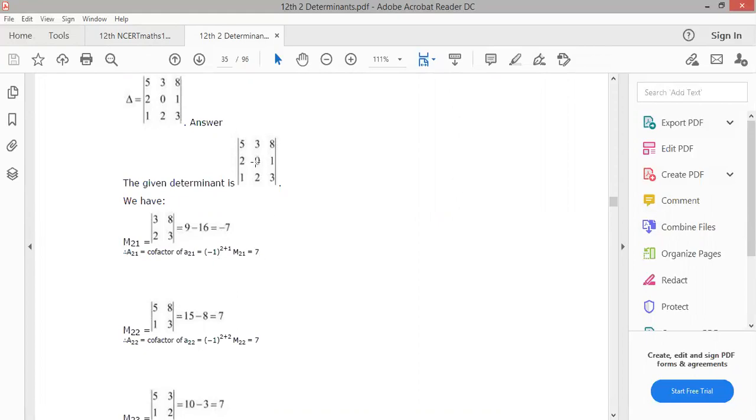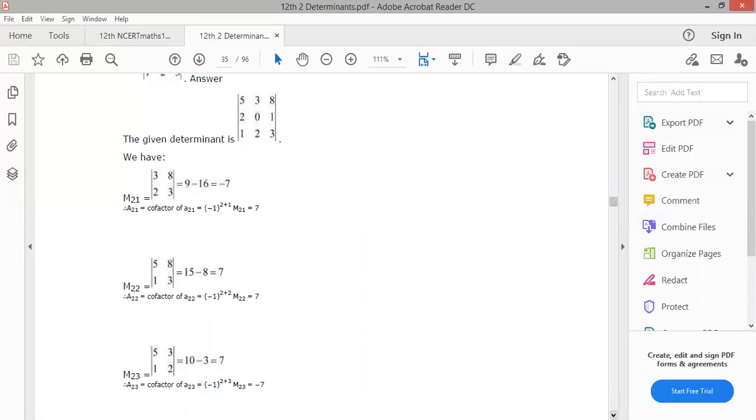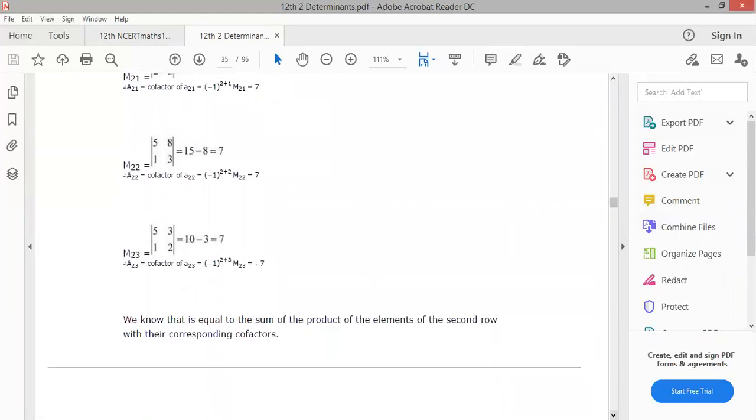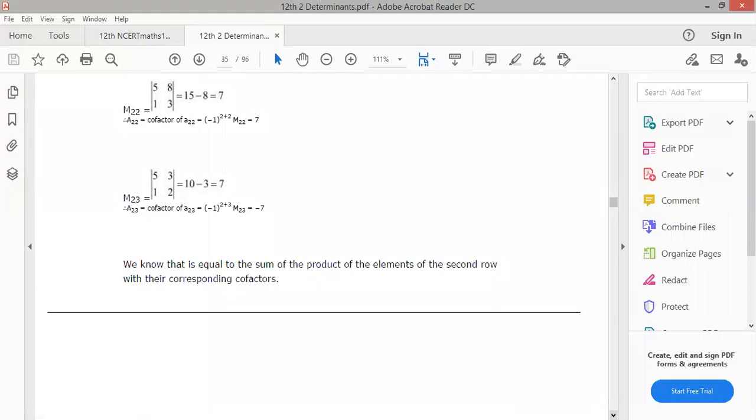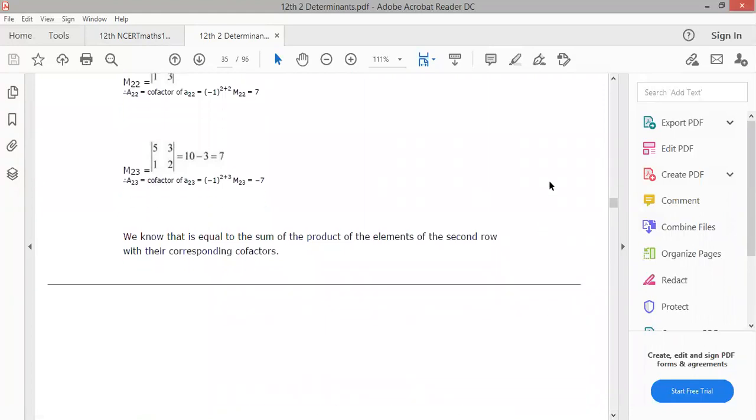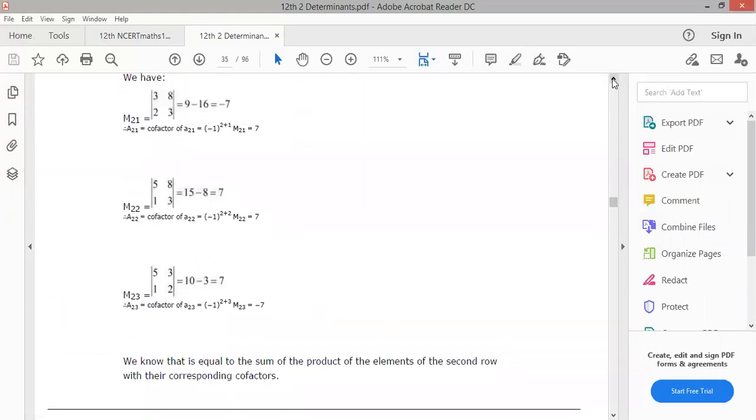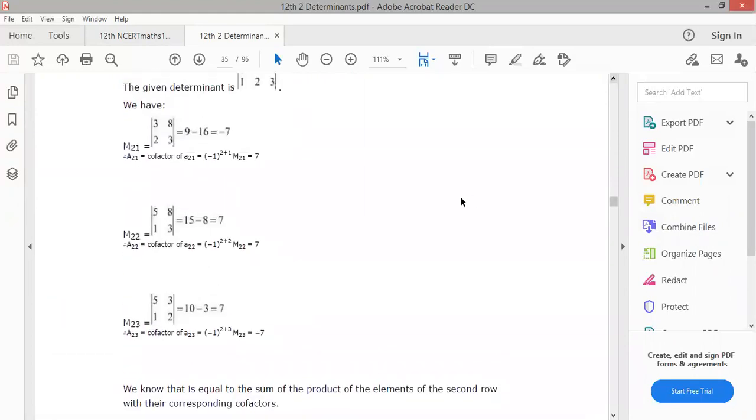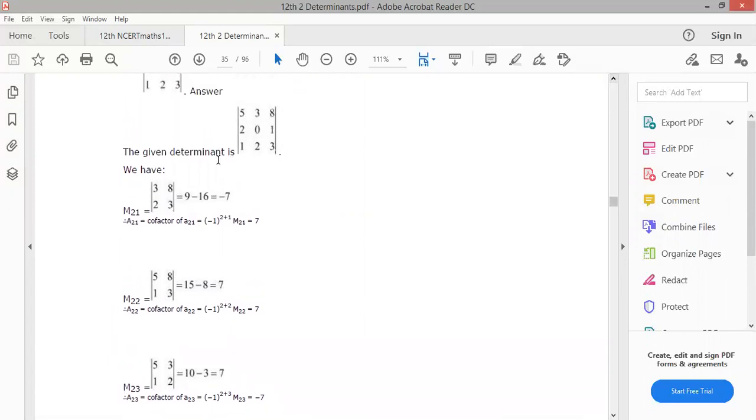Similarly, the minor of 0, that's M22. 0 is at the 2, 2 position. So its minor is equal to 7, and its cofactor is equal to minus 7. Similarly, you can find the minor of the 2, 3 element. The 2, 3 element we have here is 1. So the minor of this 1 is equal to 7, and its cofactor is equal to minus 7.